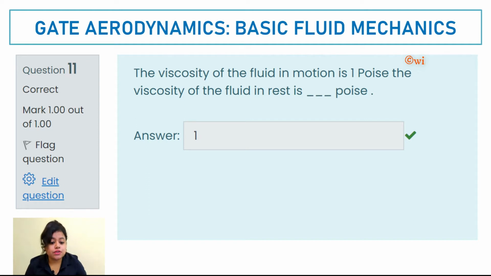The viscosity of the fluid in motion is 1 poise, and the viscosity of the fluid at rest will be in terms of poise. Now, when we talk about viscosity, it does not depend on whether it is in dynamic or static conditions, whether it is in motion or at rest. So, the viscosity will remain the same. If it is 1 poise when it is moving, then it will be the same when it is at rest. So, the answer will be 1.